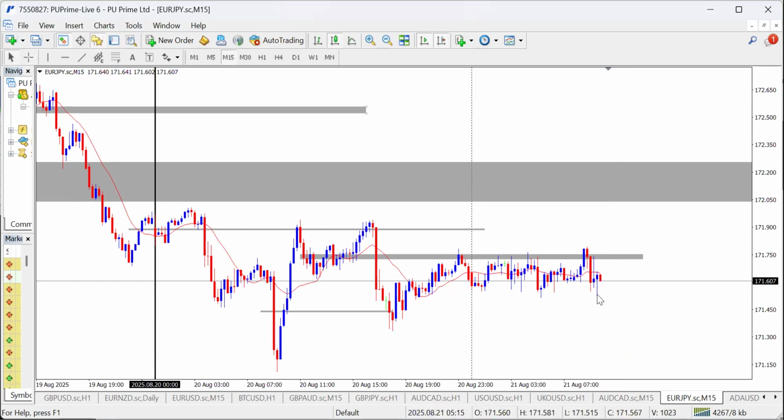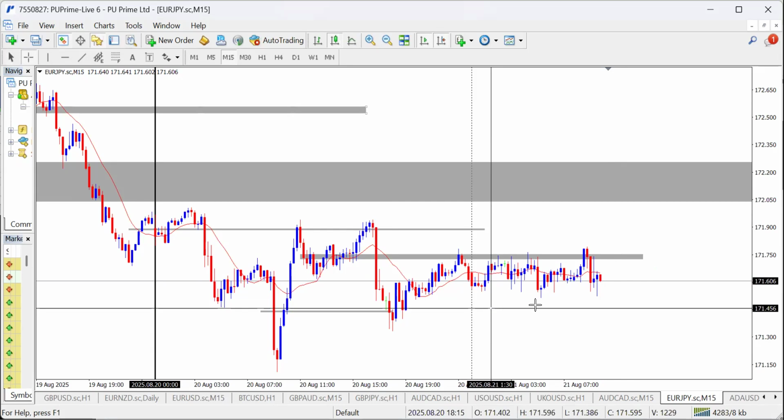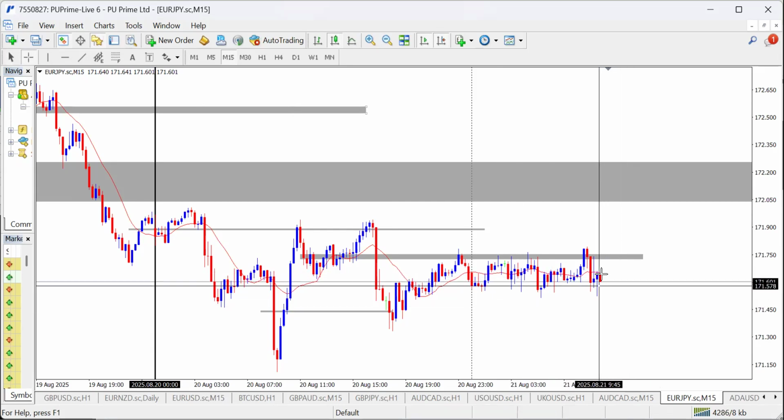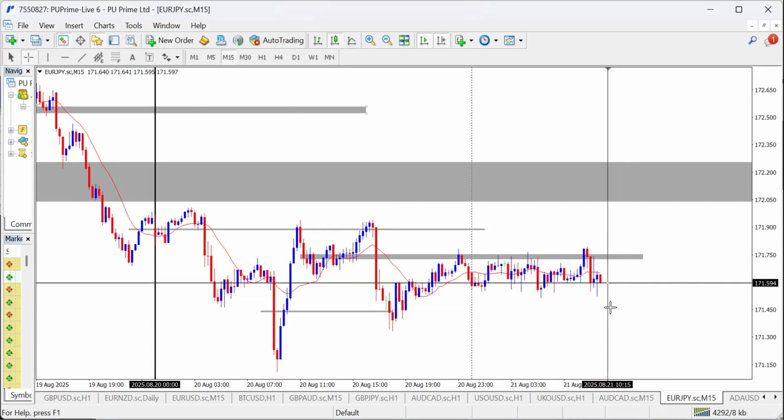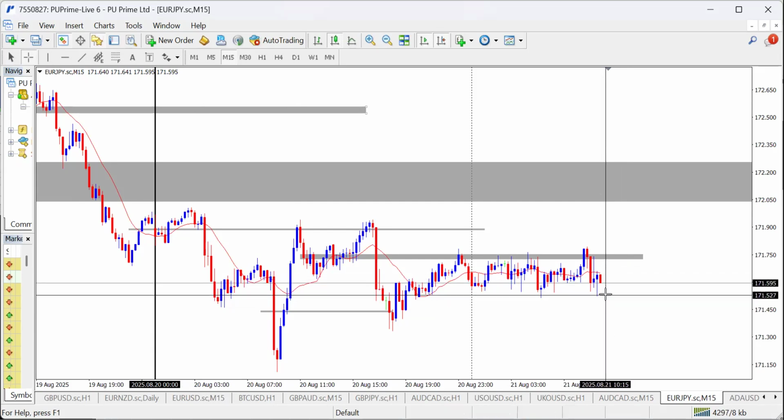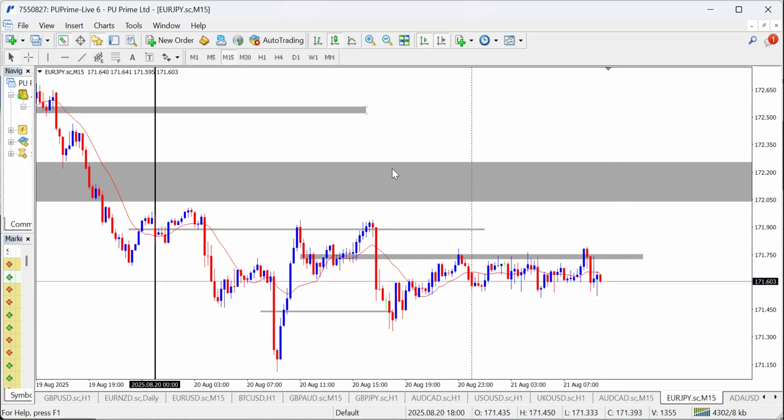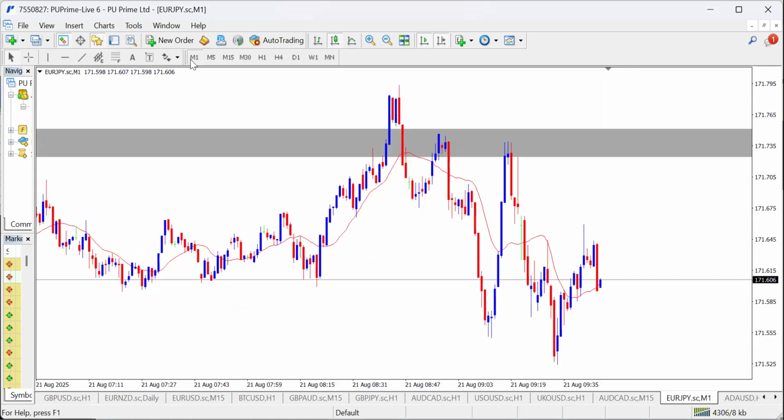Okay, so let's just hold on for the market to reject this resistance before we enter. My Euro JPY is bearish, but I need a full confirmation. If this current 15 minutes candle closes bearish, then we can look towards selling Euro JPY.